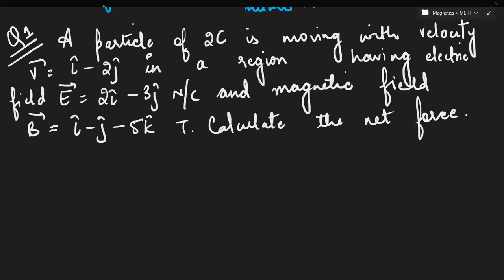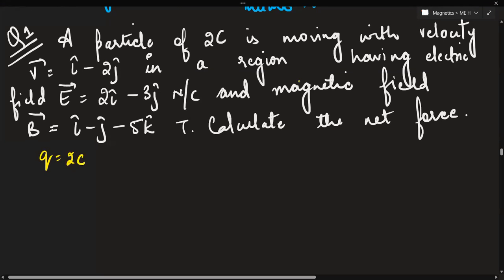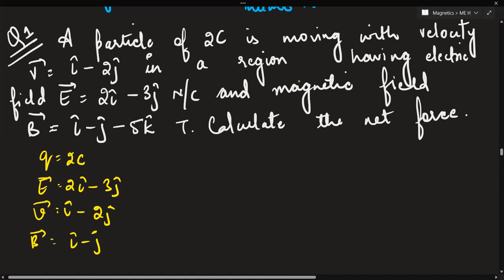Yes, Darshan, I'm telling. See, charge value is what? Charge is 2 coulomb. Electric field is given as 2 I cap minus 3 J cap, Newton per coulomb. Velocity is I cap minus 2 J cap. Magnetic field is what? I cap minus J cap minus 5 K cap. Whoever can solve, try to give me the answer in the chat box.